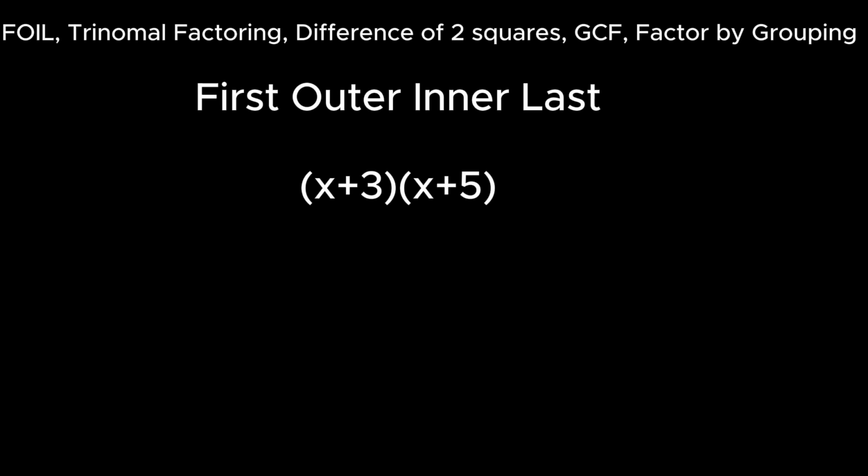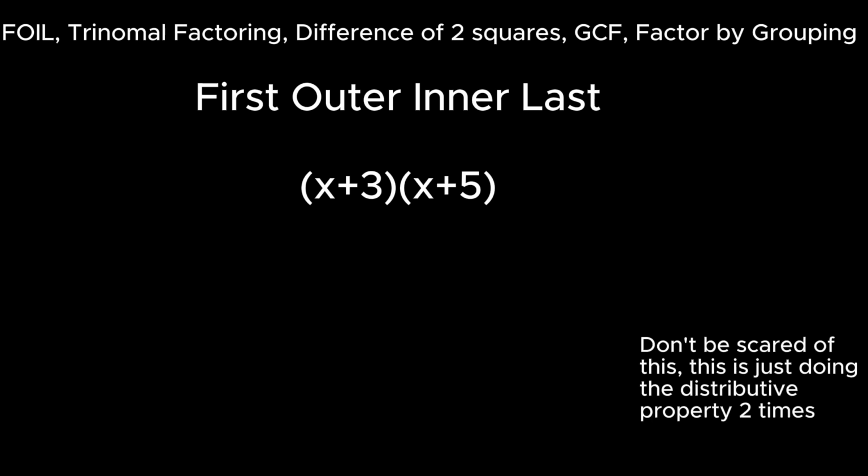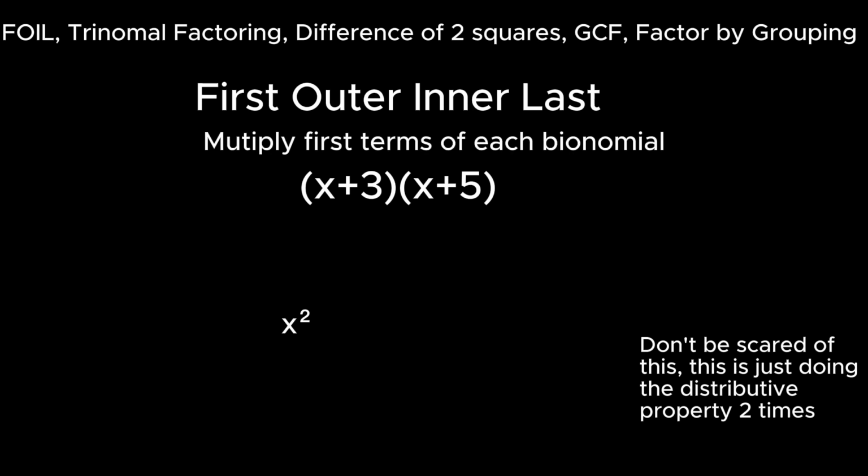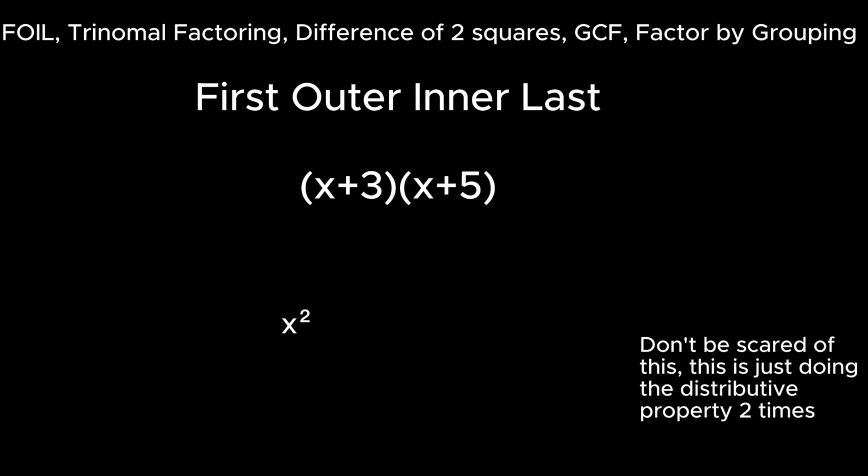So FOIL basically lists out the steps you need to do to multiply these two binomials together. So first, you do the first terms of each, okay? So the x from the first term and then the x from the second term, you multiply these together to get x squared. Then you do the outer ones. So the x and the 5 are the outer ones. Multiply those together, you get 5x.